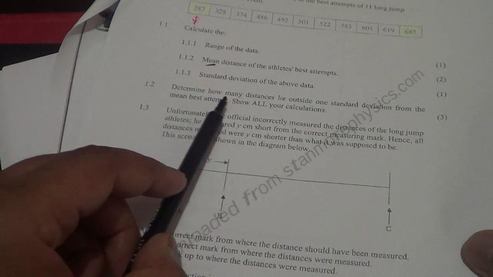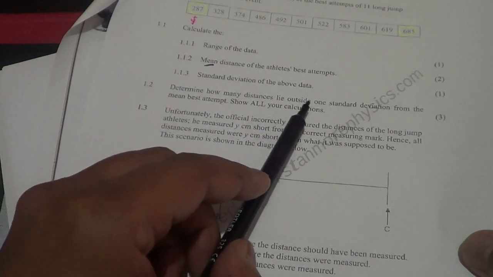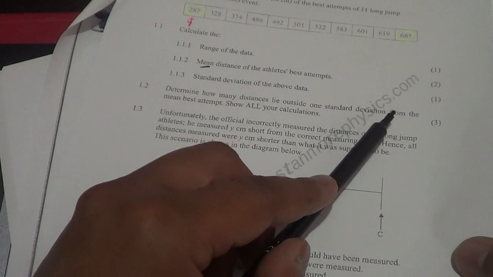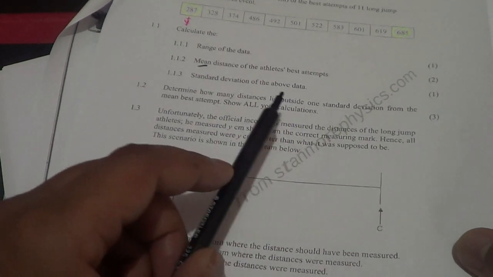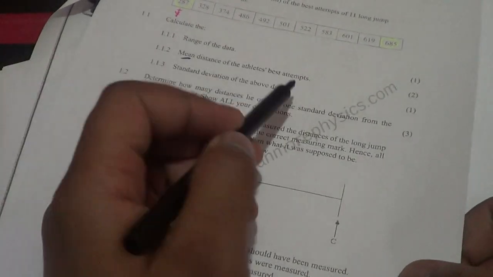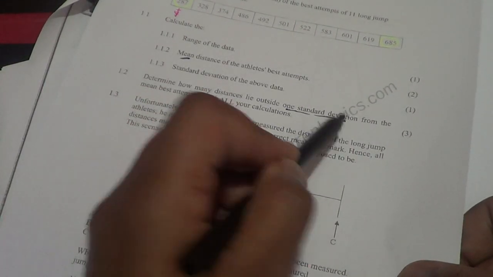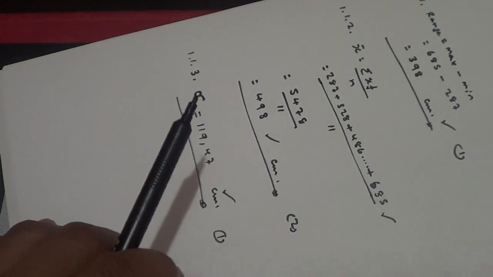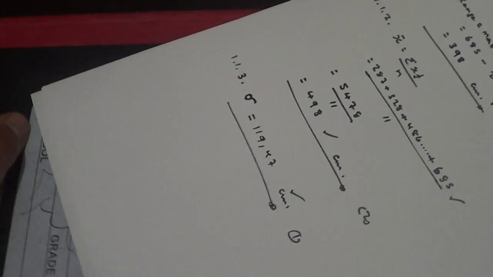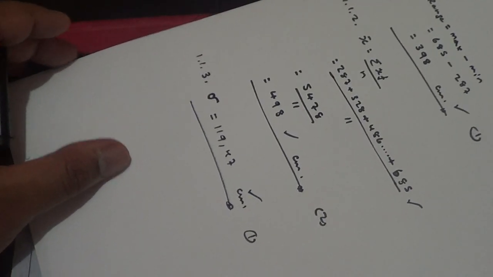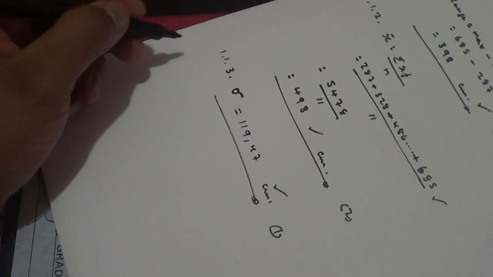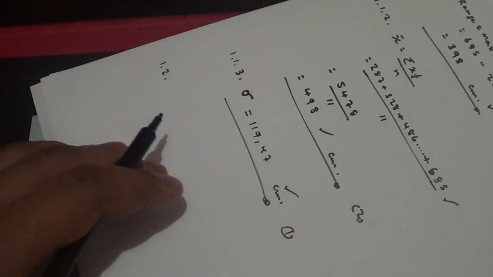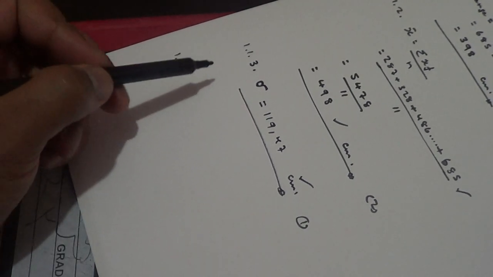Question says, now determine how many distances lie outside one standard deviation from the mean. Best attempt. Okay, show all your calculations. Of course, one standard deviation. Okay, so you always regard that. I mean, these are the measurements of dispersion, isn't it? Around the mean. So let's look at this one, 1.2. All we know is that 1.